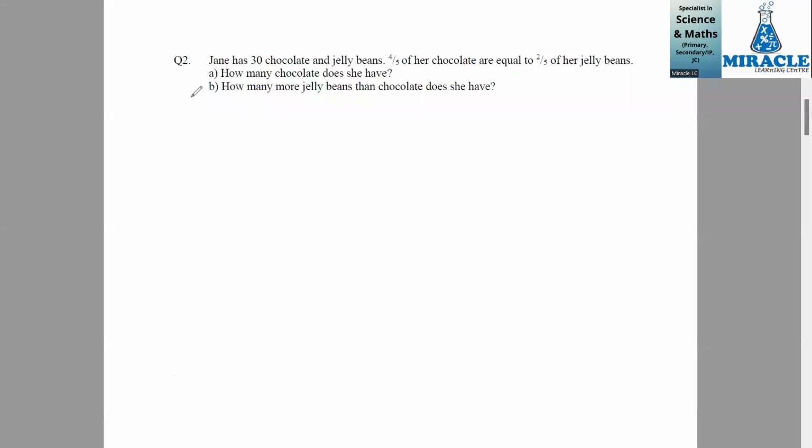Question 2. Jane has 30 chocolates and jelly beans. 4/5 of her chocolates are equal to 2/5 of her jelly beans. So question A is asking for how many chocolates Jane has.